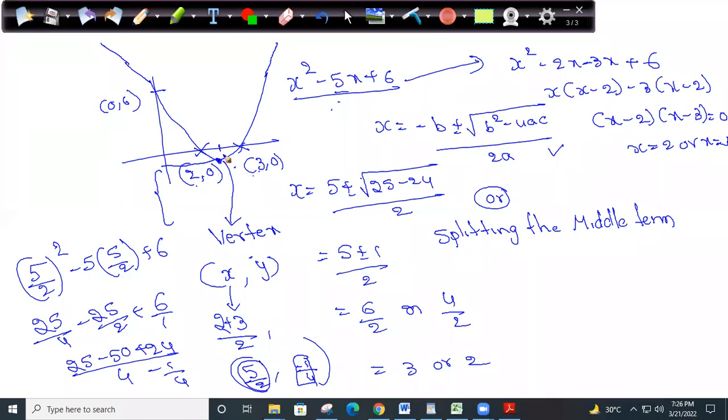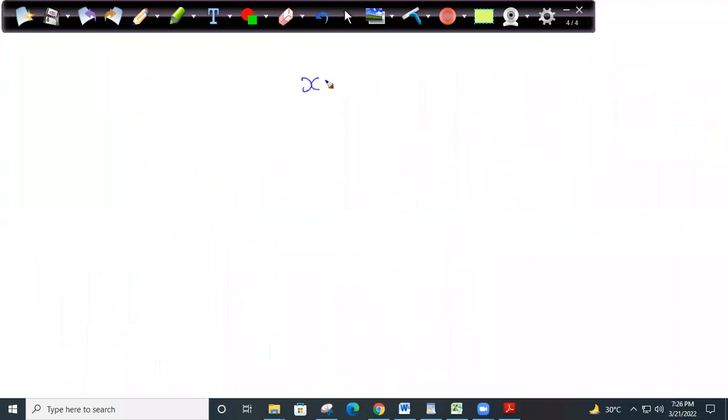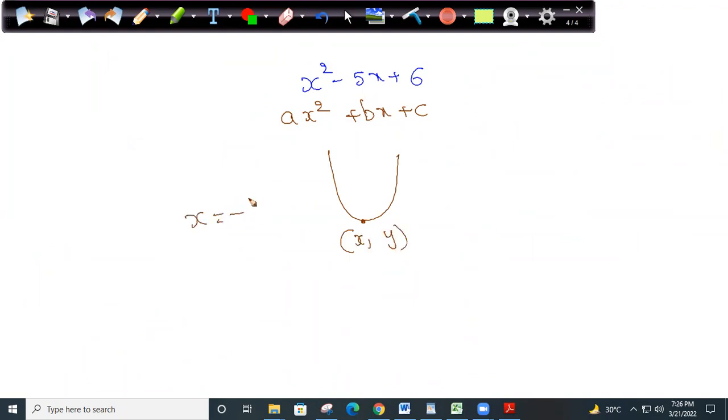Now, what is the other way to find the vertex? Suppose I have the same function x square minus 5x plus 6. So I'm comparing this with the standard form, which is ax square plus bx plus c. So when I compare this with the standard function, this is my minimum value, right? This has two coordinates, right? X and y. How do you find x? X value is given by minus b by 2a. Minus b is minus of minus 5, by 2a. B is minus 5, a is 1, so 5 by 2.